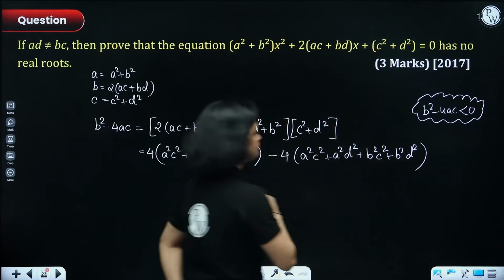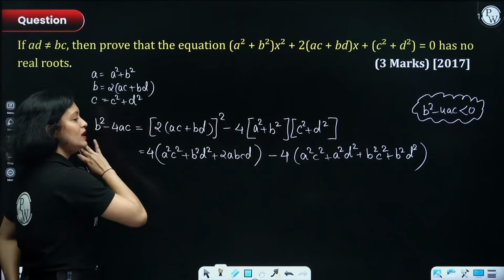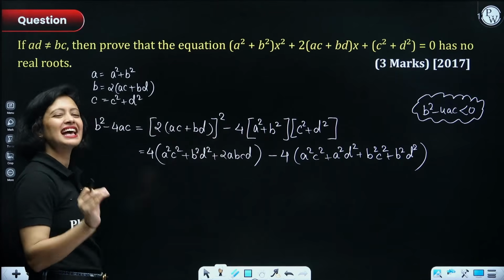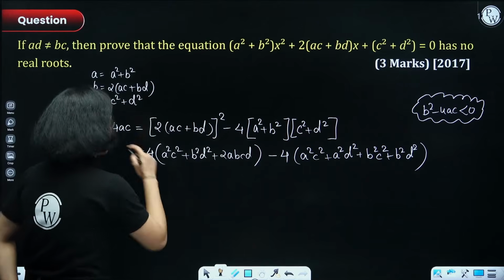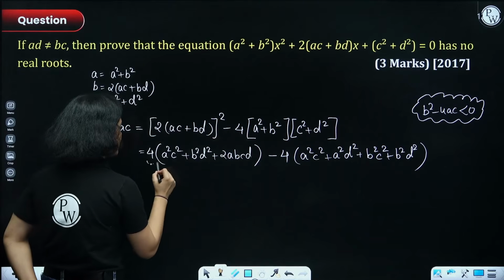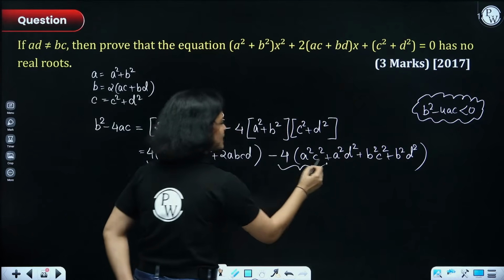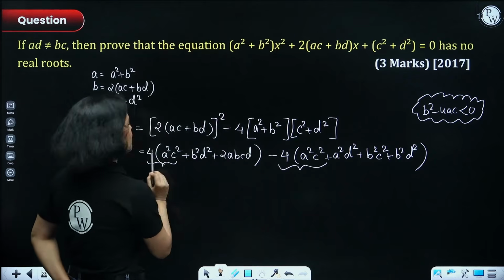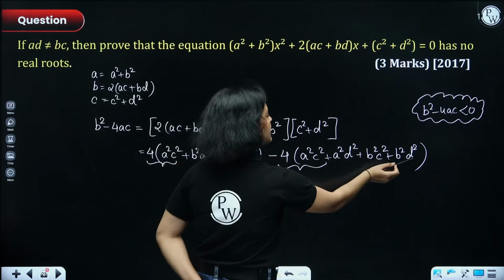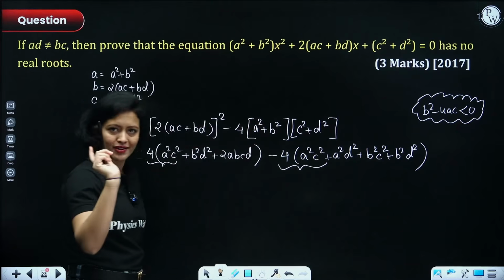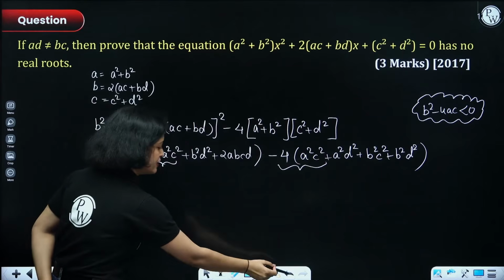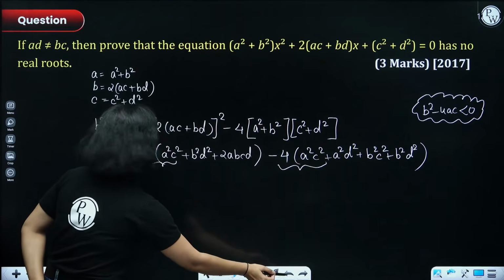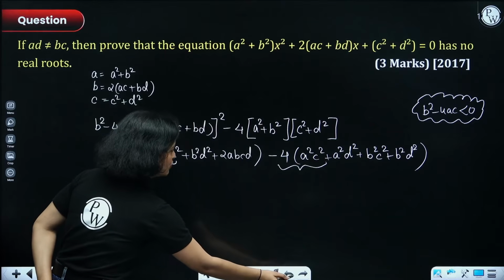Right, everyone? Simple? Okay. Now, let's open the brackets and cancel whatever we can. Okay, chalo. So I can see that 4a square c square and negative 4a square c square are gone. Similarly, 4b square d square and negative 4b square d square are gone. You can cancel it, right? You can simplify it.